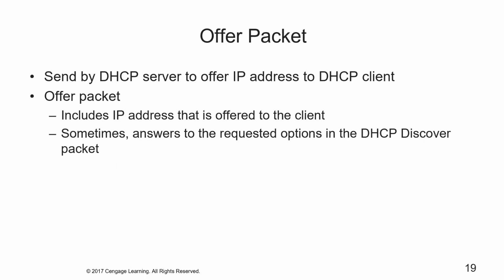Next is the offer packet. It's sent by a DHCP server to offer an IP address to the DHCP client. Now, the offer packet includes an IP address that is offered to the client, and sometimes it answers the requested options in the DHCP discover packet. Now, if the DHCP server can ARP the workstation's MAC address, it sends this packet by unicast to the DHCP client. Otherwise, the entire DHCP discovery sequence will use the broadcast method instead.